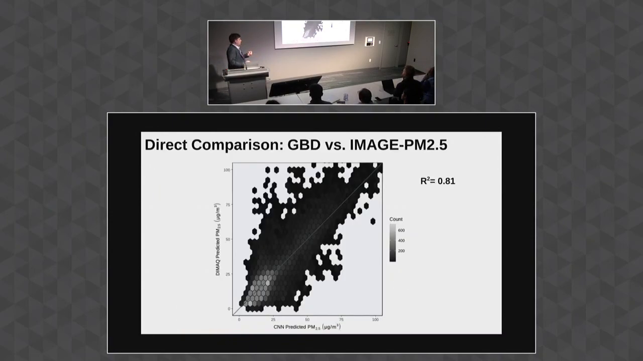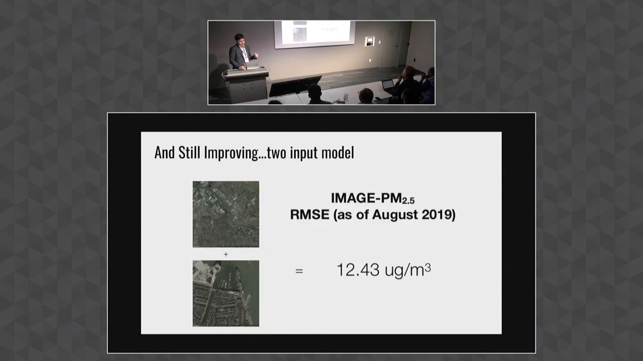And we did a direct comparison. The folks at GBD actually said, why don't you compare your model to our model? When we do that, we see that there's a very strong relationship between our predictions and their predictions, and the slope is basically 1. And we're still getting better. This is the latest result from August. We found that when we combine two images, a zoomed out image and a zoomed in image, you do a bit better. You're capturing more local information on the built environment and then more regional information on the built environment. And that does a little bit better.